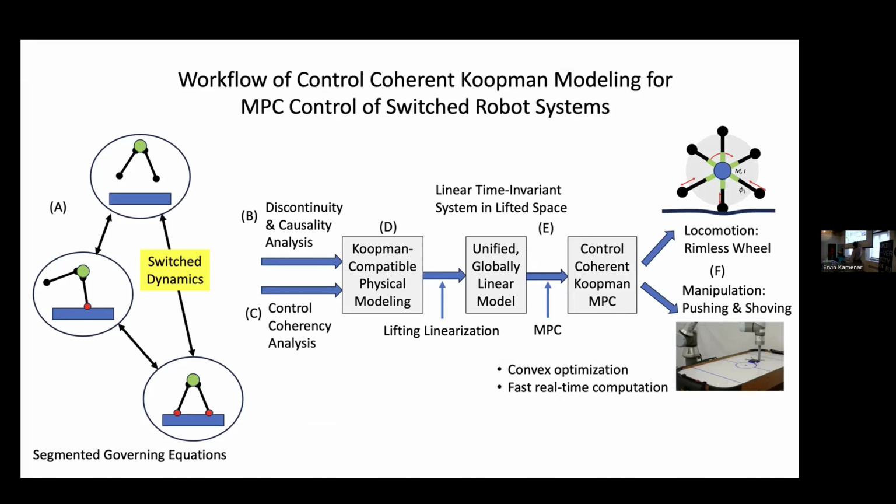The resultant model is a linear time invariant system. MPC can be applied in a very straightforward way. It is a convex optimization, very quick to compute. And I demonstrate this with two major fields of robotics. One is locomotion, the other is manipulation.